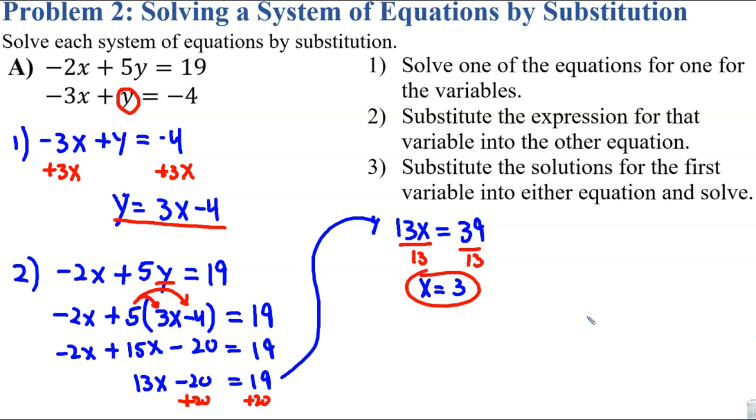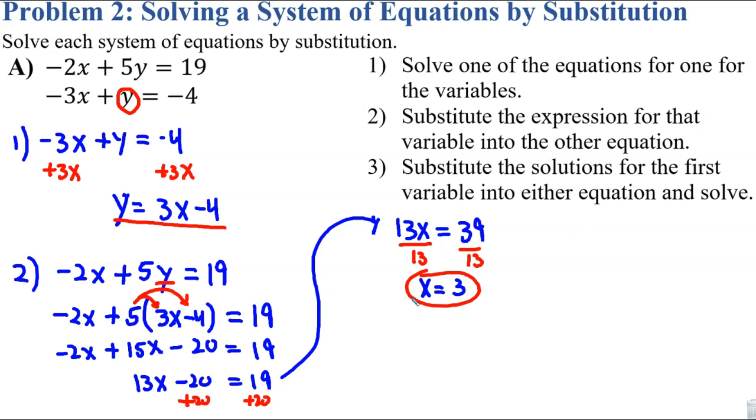So at this point I've got half of my solution. Okay, so we're halfway there. I suppose technically more than halfway, but we have half the solution. Now step 3 says substitute the solution for the first variable into either equation and solve.